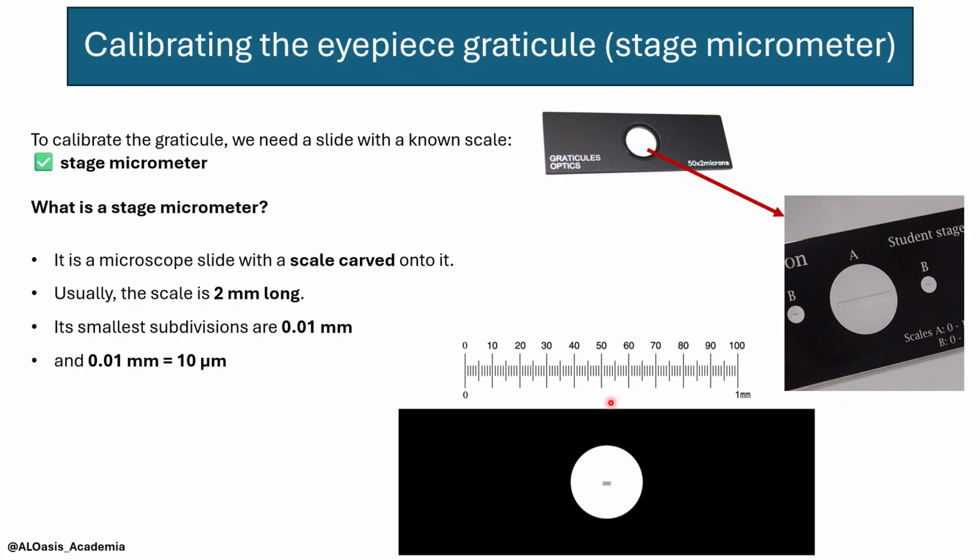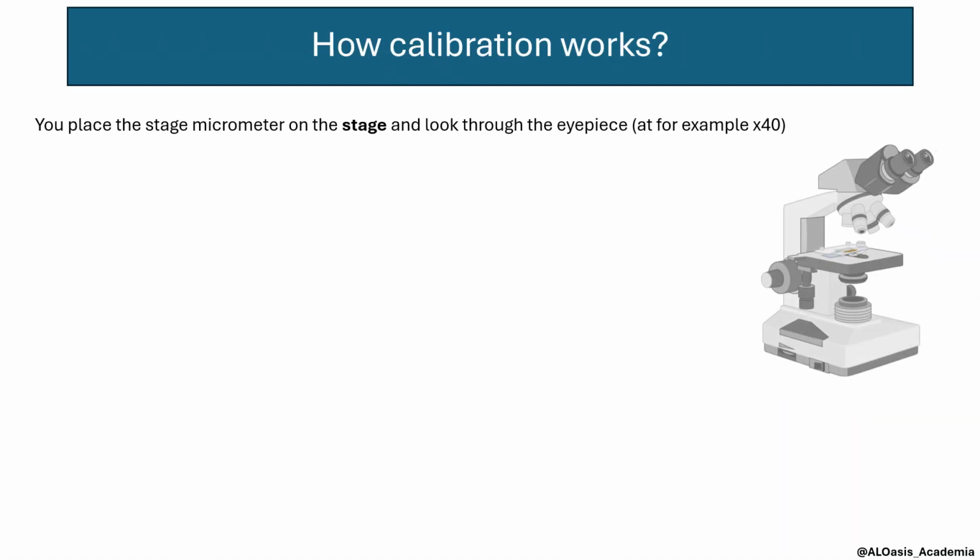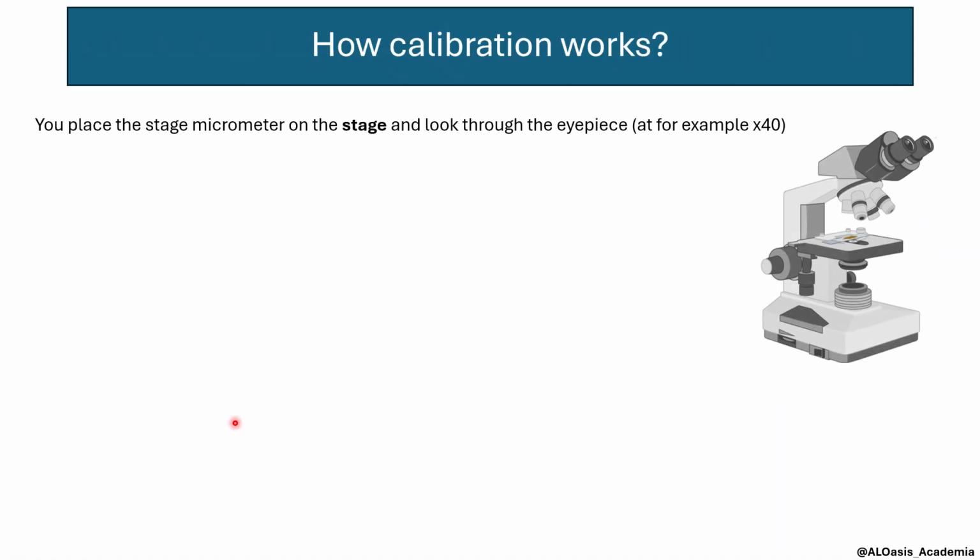We will calibrate the graticle that we have just covered against this stage micrometer in order to know how many units of the graticle are equal in real lengths. We're going to use the stage micrometer to know that. So let's have a look at how calibration works and how we can do it in the lab.